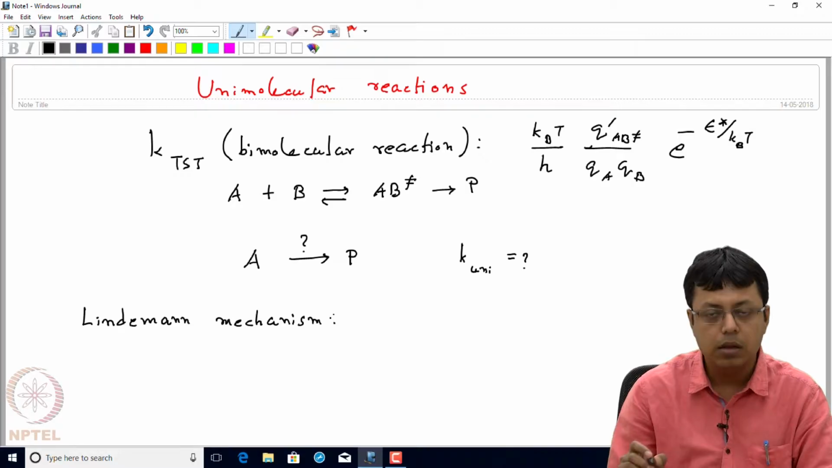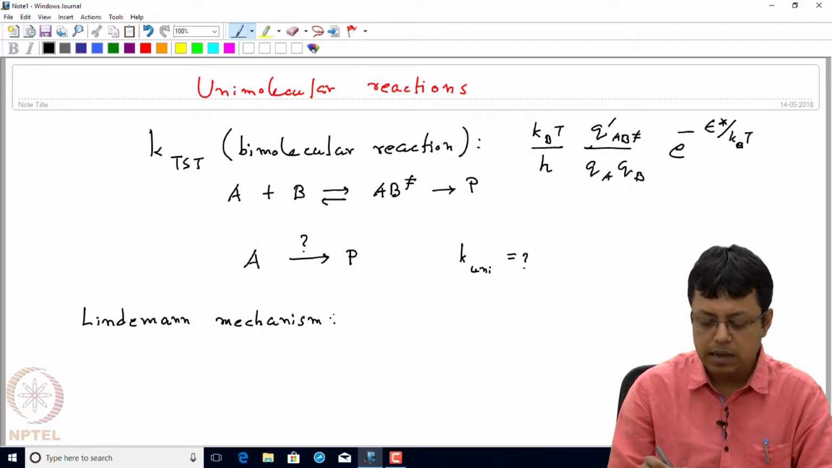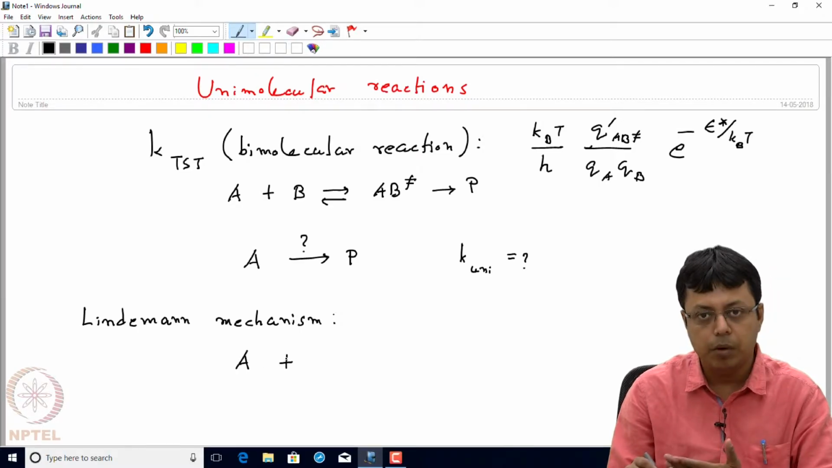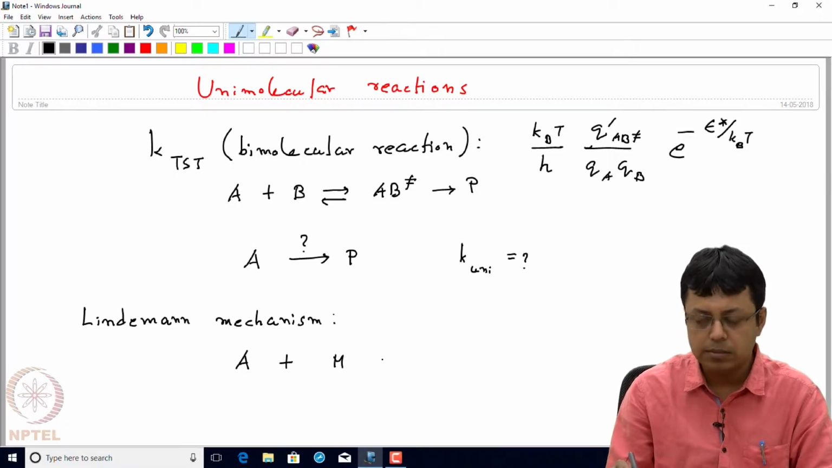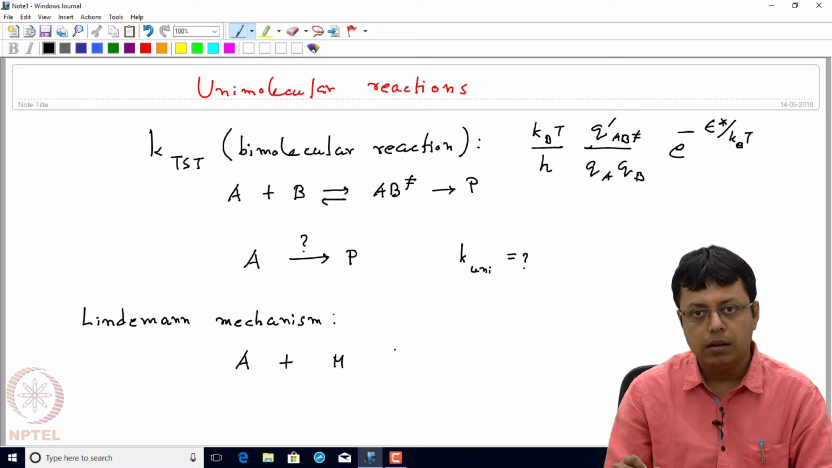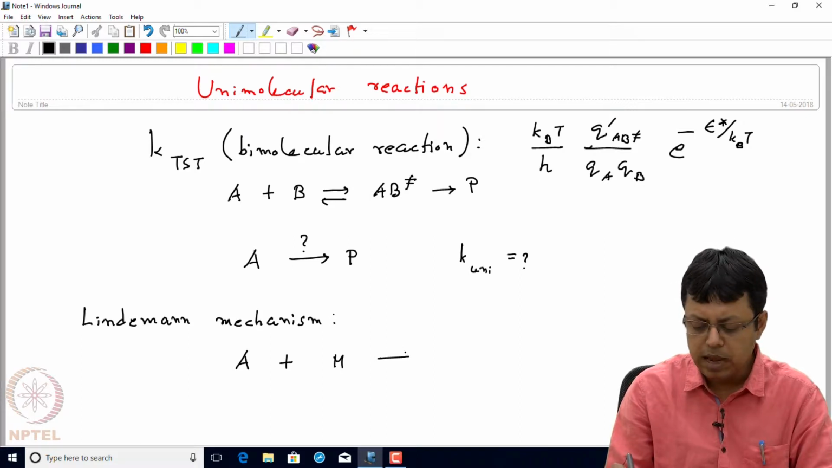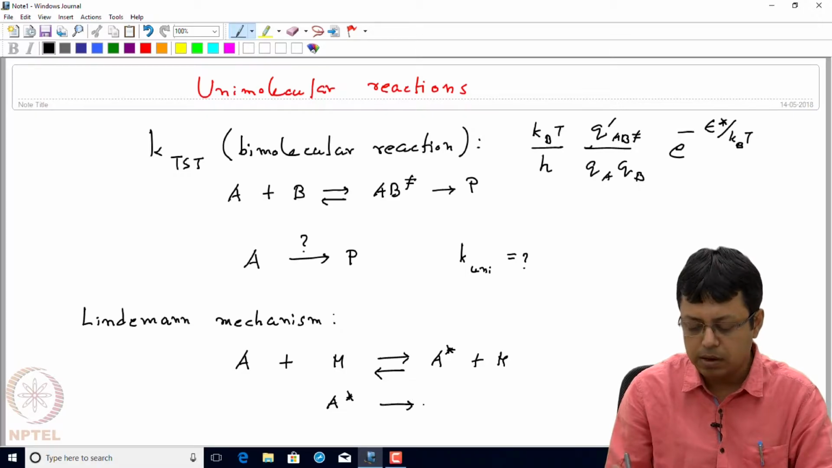or Lindemann hypothesis, or Lindemann model. So Lindemann said that for any unimolecular reaction you will have a collision of the molecule with something, some other gas molecule. This M can also be the wall of the container, and then you first form an energized molecule, and this energized molecule subsequently gives rise to the product.